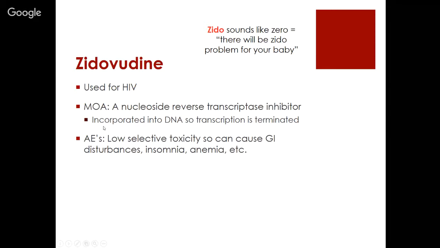Whereas zidovudine is a more typical NRTI, a nucleoside reverse transcriptase inhibitor. It gets incorporated into DNA, so transcription is terminated. But it can have GI disturbances. I always used to remember that Zido sounds like zero, so there'll be zero problem for your baby. This is the one that you can give to someone who is pregnant to prevent vertical transmission, so from the mum to the baby. It's sort of like a prophylaxis for the baby.